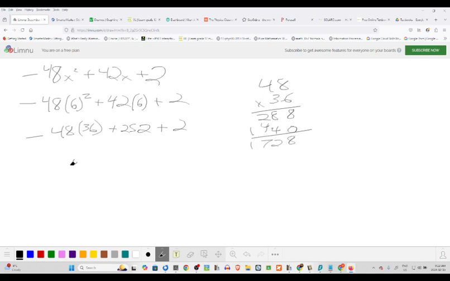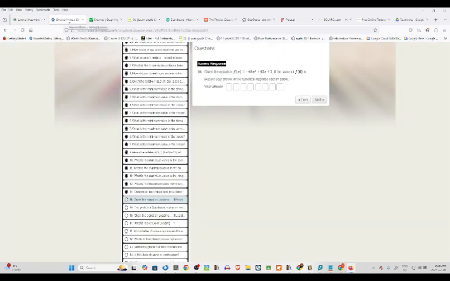So we have a 1,728, but that's negative. So we'd be subtracting 254 from that. That's a 4, that's a 7, and that's a 4 and a 1. So we should have a -1474 here, if I have done this correctly without a calculator.